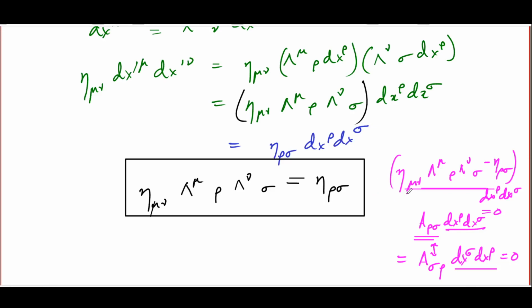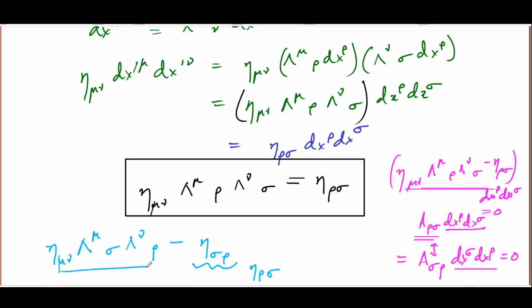However, you can easily check, using the fact that eta mu nu is symmetric in mu and nu interchange, that this quantity in the bracket actually happens to be symmetric in rho and sigma. Interchanging rho and sigma will not change the object. Just to demonstrate that, if you were to interchange rho and sigma here, you would end up with eta mu nu lambda mu sigma lambda nu rho minus eta sigma rho. Note that this quantity, of course, is the same as eta rho sigma.